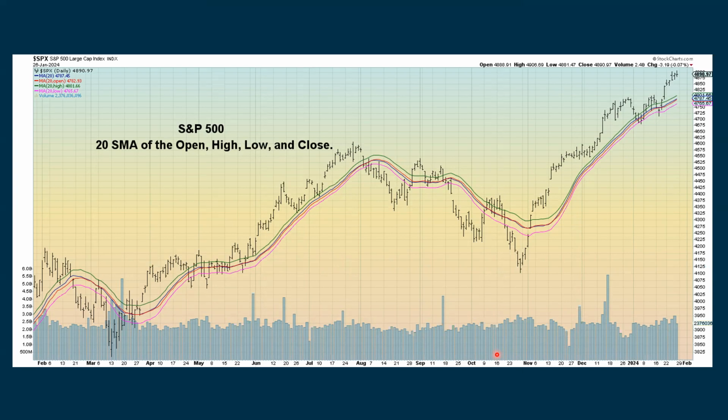This is a chart that I developed decades ago, and I developed it for a trading system that I used. I stopped doing the trading system, but I kept the indicator. Very simply, this is a 20-period simple moving average of the open, high, low, and close.